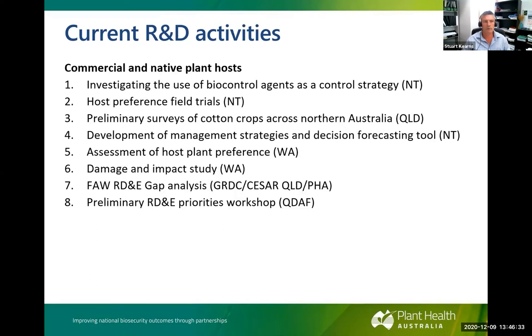The next big area is commercial and native hosts, looking at a whole range of things here, including biocontrol agents in the Northern Territory, and host preference trials in the Northern Territory. There's some work being done in cotton, not only in Queensland but across the top end, to try to understand whether cotton was a host or would it suffer from an impact or damage from fall armyworm. And moving through, you can see a lot of this activity is being focused in the north and has been stood up by those three state and territory departments across the north.